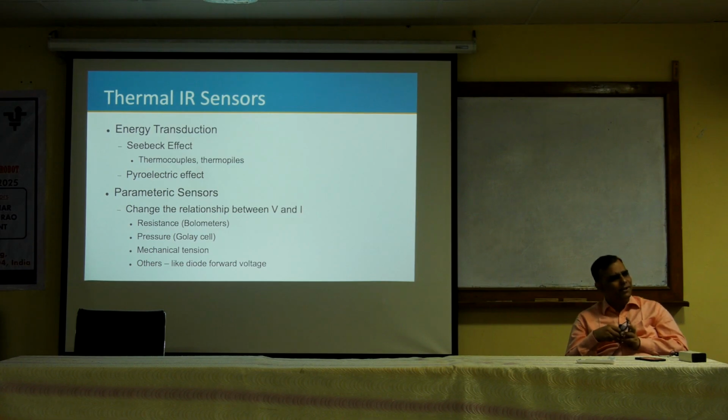Does anyone remember the diode equation? How is it related to temperature? So the forward bias current is e to the power kT something. That's what I said 5 minutes ago. You guys should be better than me, right? I did these courses 25 years ago.